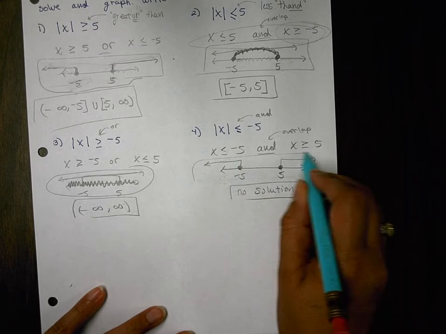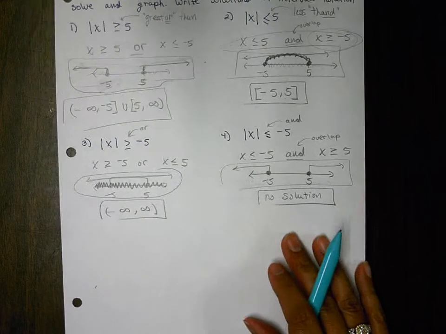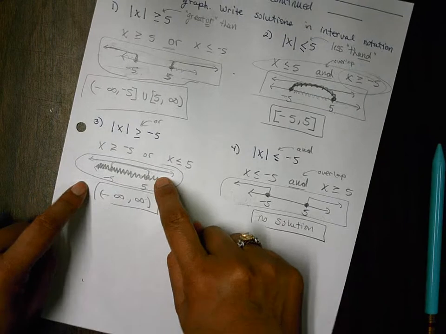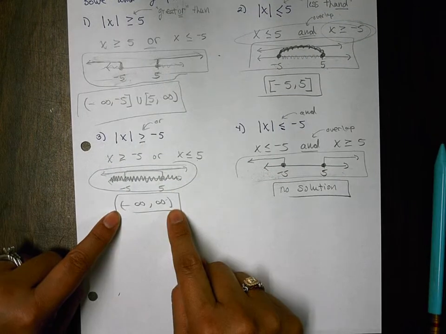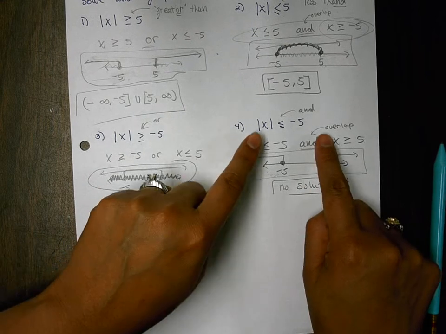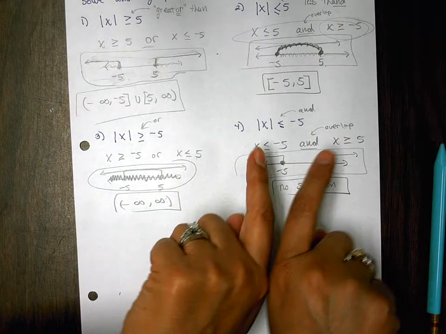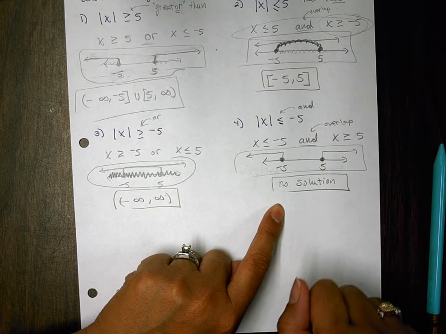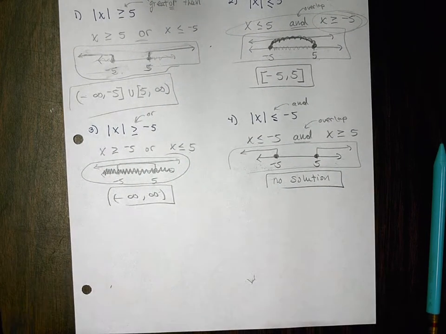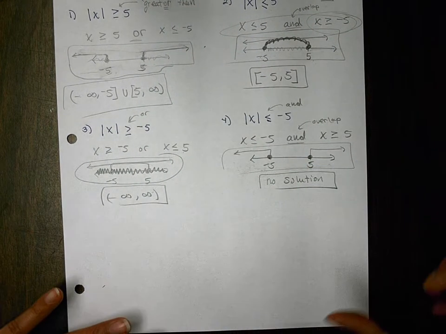So there's your graph, no solution. So when ORs look like AND problems and they go towards each other, negative infinity to infinity. But when ANDs try to look like ORs and go away from each other, it's no solution. It's not possible. ANDs cannot do anything they want like the ORs. All right, so that one there is no solution.